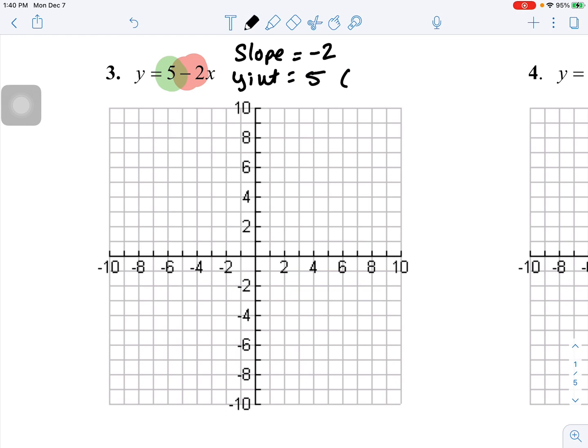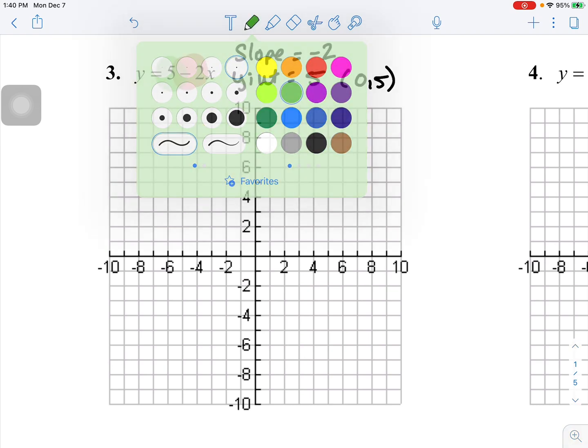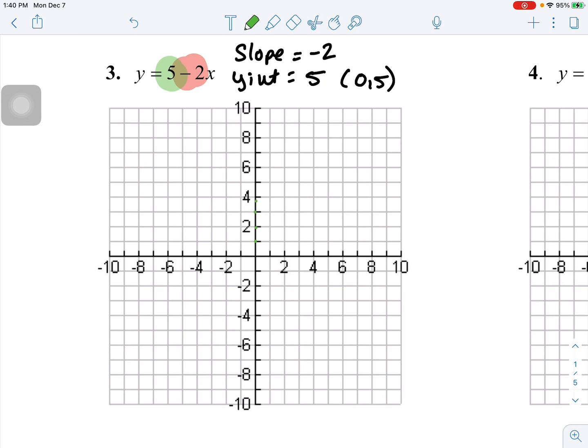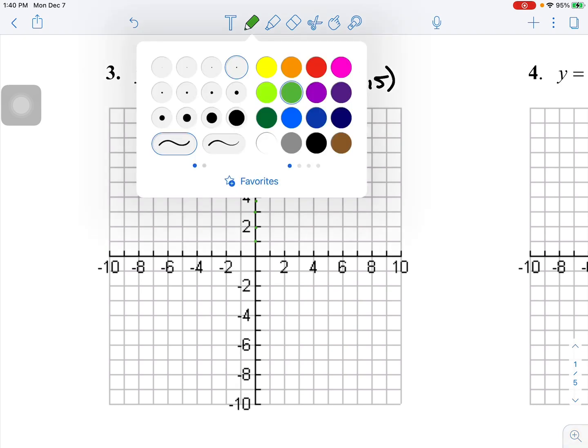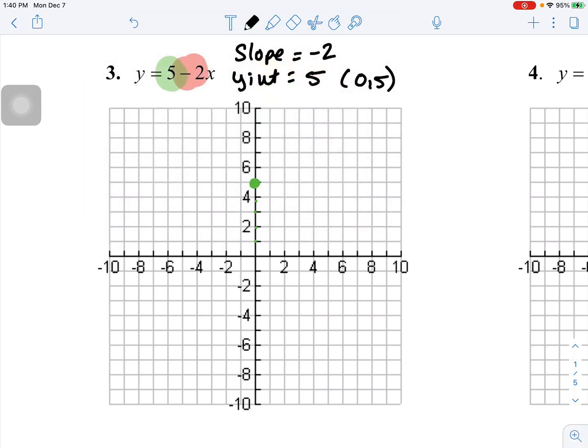So on my graph, I'm going to start at the point (0, 5) on the y-axis. 1, 2, 3, 4, positive 5, that's my y-intercept. And now my slope is negative 2, but in order for me to do that rise over run, I need a fraction. So how do I turn a whole number into a fraction? I divide by 1. So negative 2 divided by 1 is still negative 2.